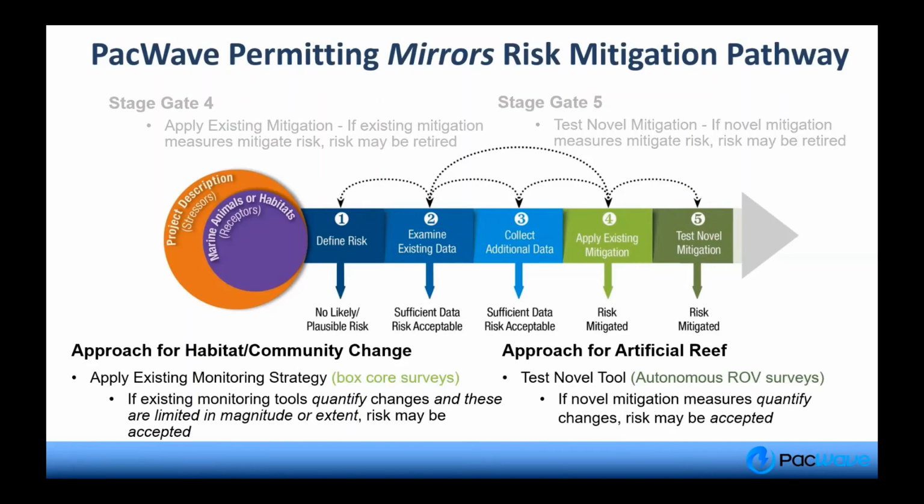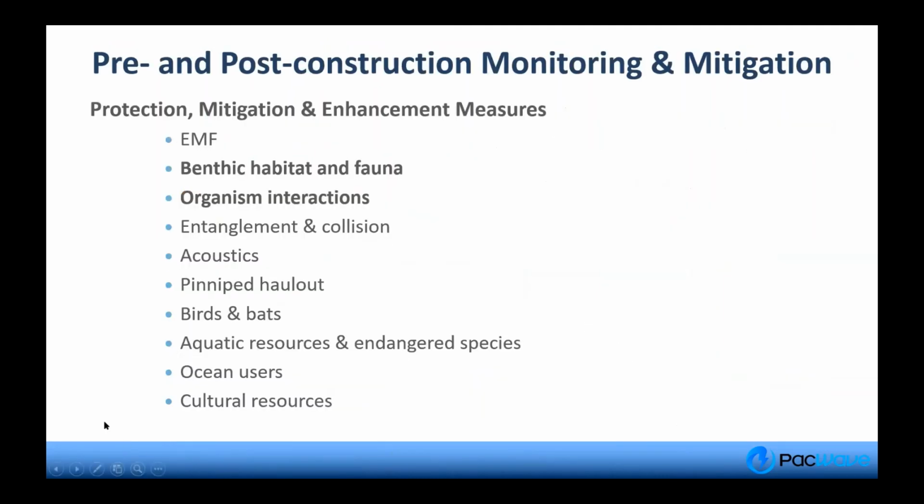And then I didn't talk much about artificial reef, but we're testing a novel tool. In this case, we've got a new autonomous ROV that we're going to attempt to use. And again, if this novel mitigation measure, this new tool, can quantify the changes, then maybe this risk can be accepted. And so in our case for PacWave, the risk was mitigated by monitoring. So that's how we made the risk acceptable.